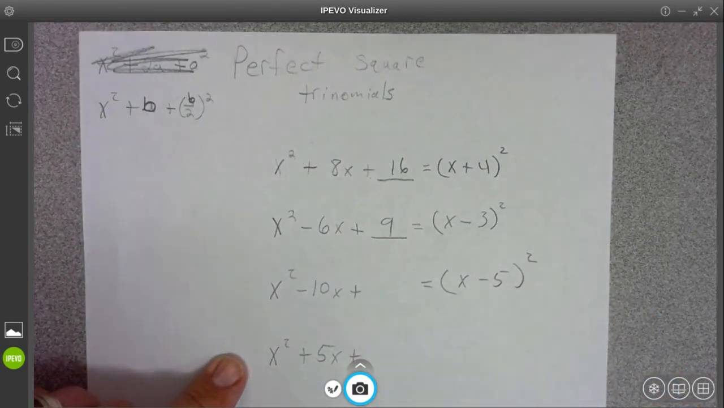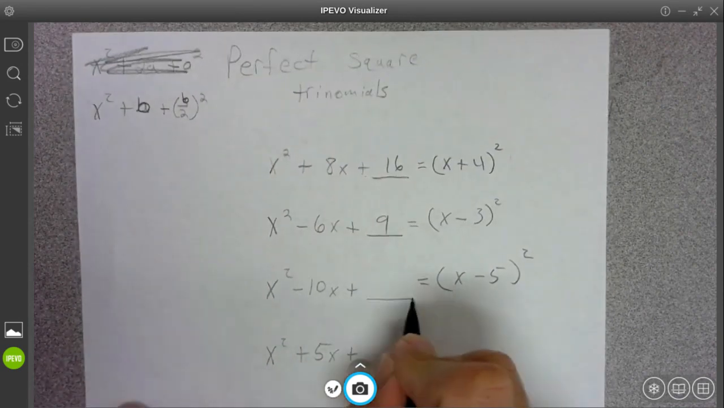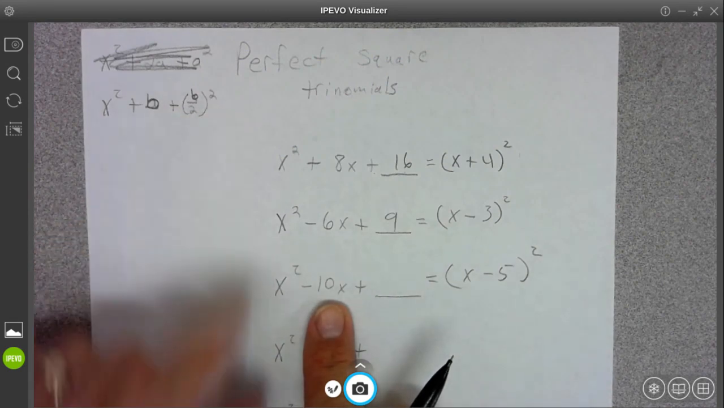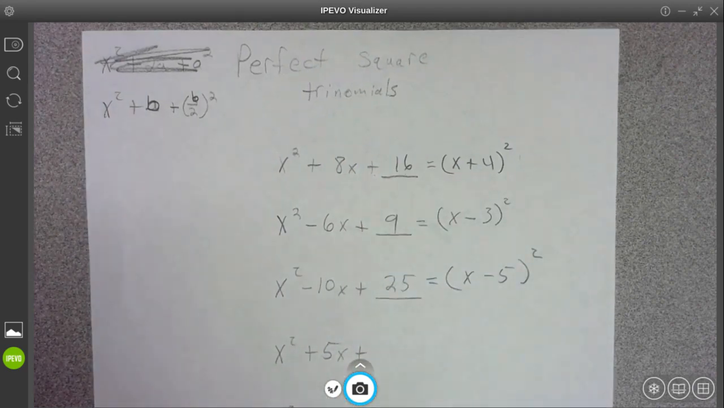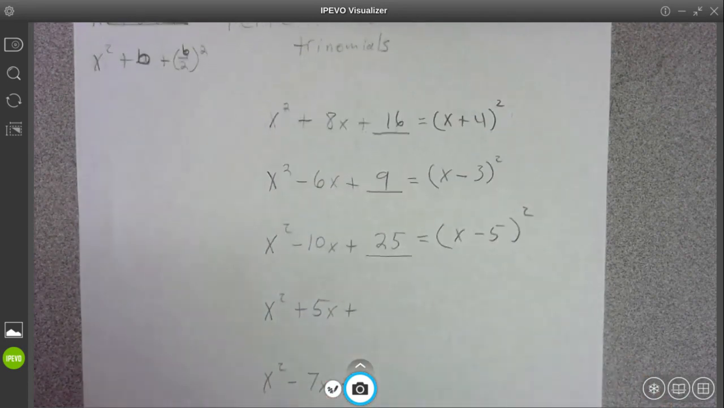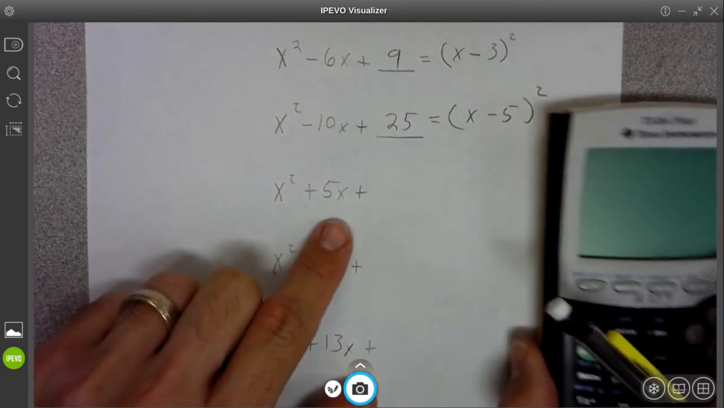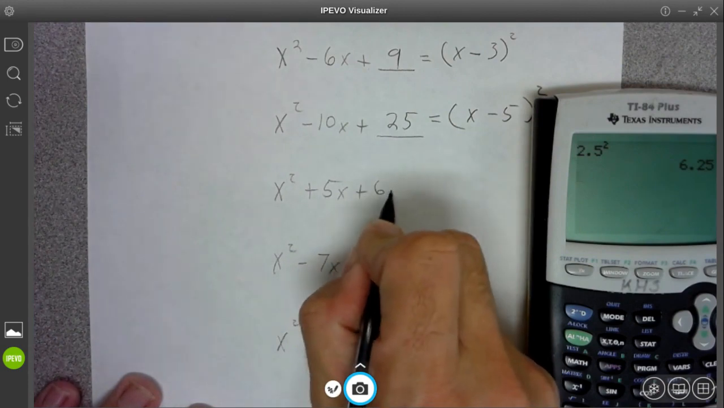All right, we haven't even added the piece here, but I know that that's going to be the answer over here. To get my missing piece, remember we're going to cut it in half and then square it. So half of 10 is 5, and then 5 squared is 25. And go ahead and check it out. When you multiply this out, you're going to get this original. All right, these are going to involve decimals. So half of 5 is going to be 2.5, but then you're going to square it. So you get 6.25.